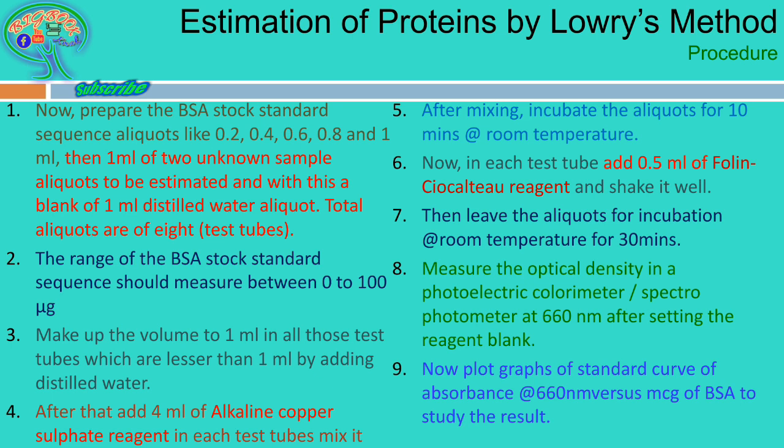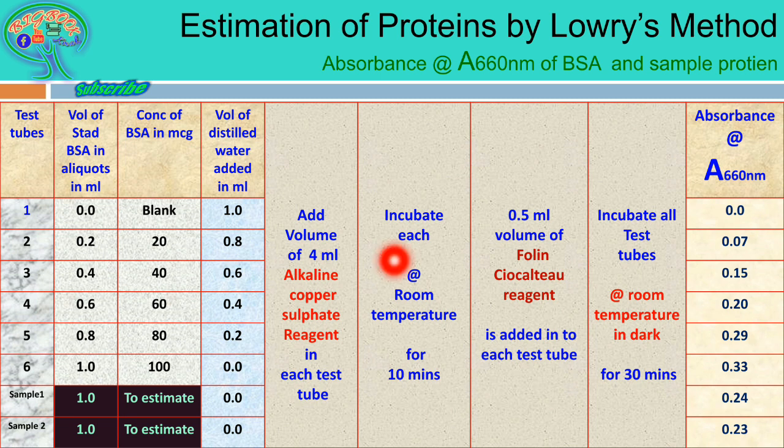From that BSA stock solution, we are going to prepare standard dilutions like 0.2 ml, 0.4 ml, 0.6 ml, 0.8 ml and 1 ml. This whole slide I will discuss in this protocol. You can see that we have to take 6 test tubes plus 2 test tubes of sample 1 and sample 2, so a total of 8 test tubes. One is the blank, then 0.2, 0.4, 0.6, 0.8 and 1 ml as the standard BSA volumes. Further we take sample 1 and sample 2 of 1 ml each, which we are going to estimate after completion of the experiment.